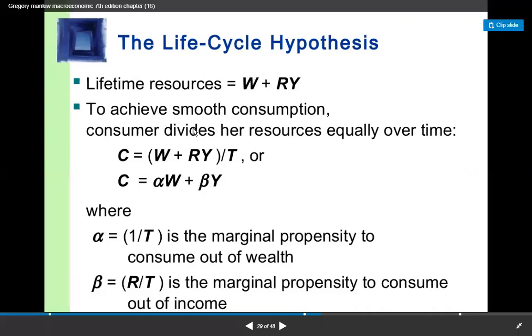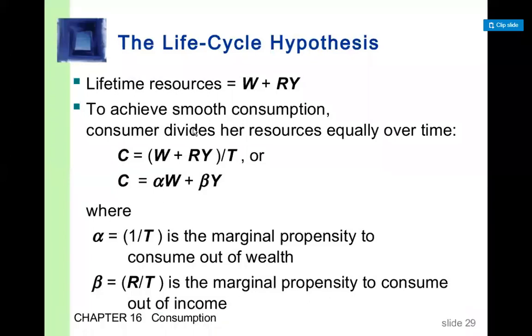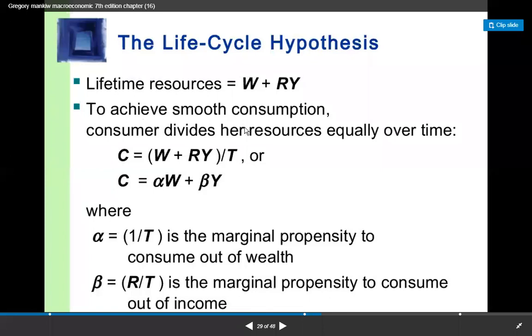Now, a very important point we are going to discuss: to achieve smooth consumption, the consumer divides her resources equally over life. When the consumer divides all of her resources equally over time, then the consumer achieves a smooth consumption level over life. Here consumption is equal to total resources divided by T. So this is the smooth consumption level each year over the time.